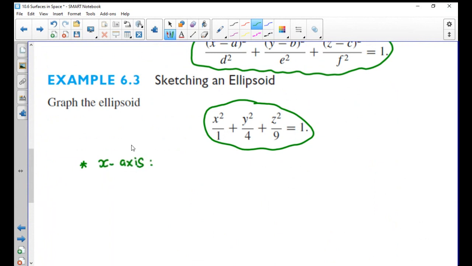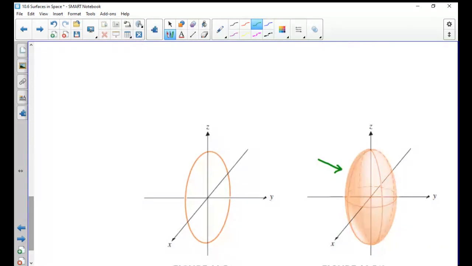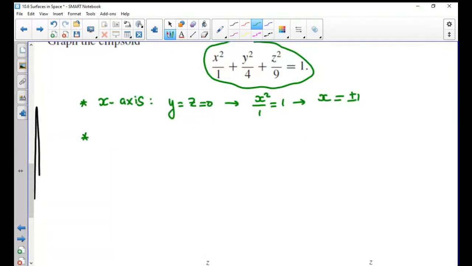What happens on the x-axis? Both y and z are 0, yeah? So you will get the equation x squared over 1 equal to 1. So what are the values of x? Plus or minus 1, yeah? And basically, you can see here, this will be 1, and on the other side, it will be minus 1, yeah? And we go back and see what will be the intersection with the y-axis.